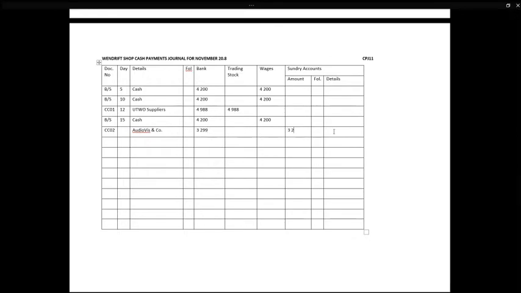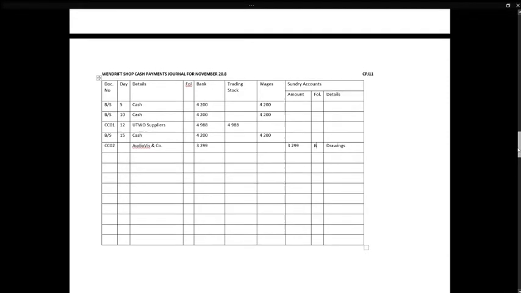They did not provide a column for drawings, so we need to take it to the sundry accounts, other transactions. Drawings, remember, is an owner's equity account and will go to the balance sheet section. Therefore, I will let my folio be B for balance sheet section accounts.